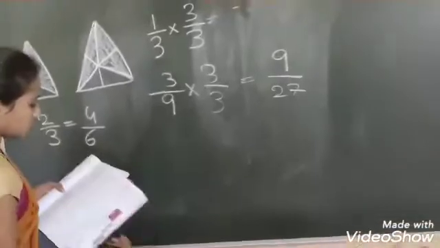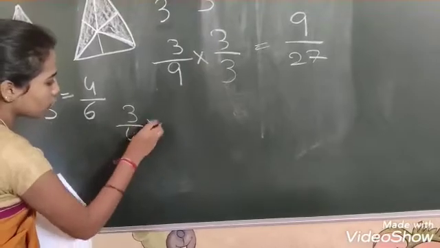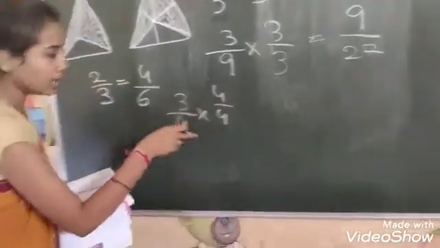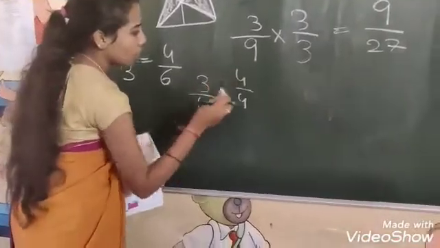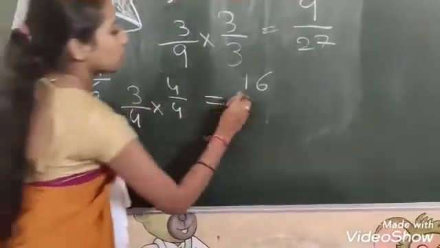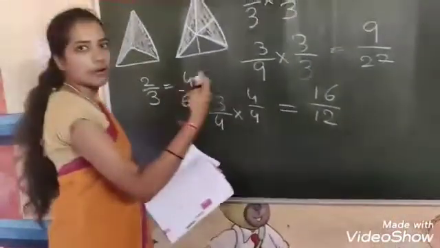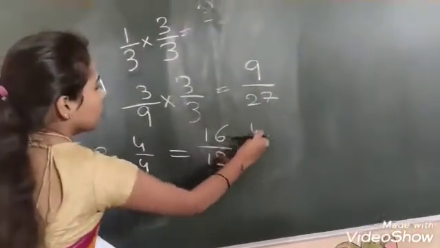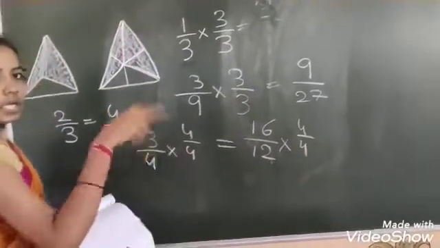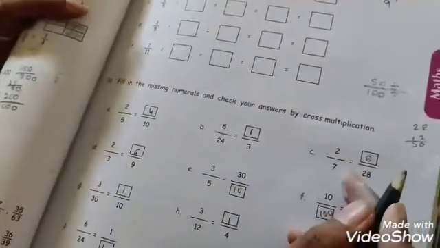See here, next they had given 3 by 4. For 3 by 4, the denominator is 4. 4 by 4, we have to take cross multiplication. 4 4s are 16. See, like that only, cross multiplication we have to do. Then again we have to take the denominator on both sides. Then we'll get the equivalent fractions. Okay, here also check the answer by cross multiplication.